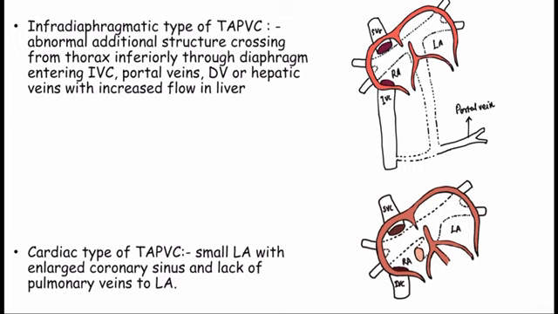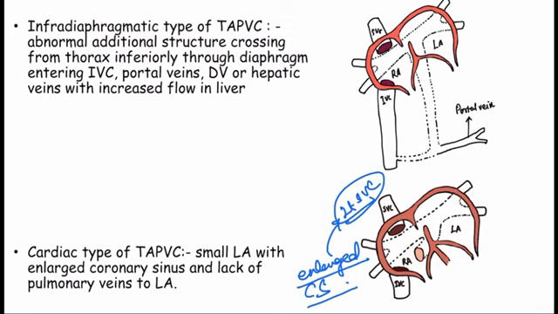Coming to the other types, when you see an enlarged coronary sinus, the first thing that will come to our mind is left SVC. Quite common, right? Common things are common. So, when you see an enlarged coronary sinus, you will first think of left SVC. When it is not there, think of cardiac type of TAPVC. It could be a reason.